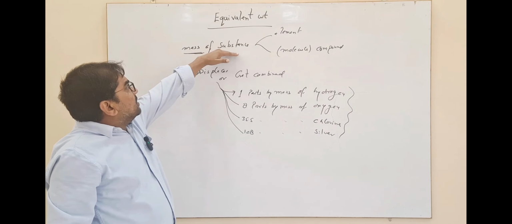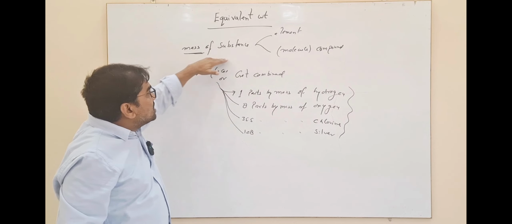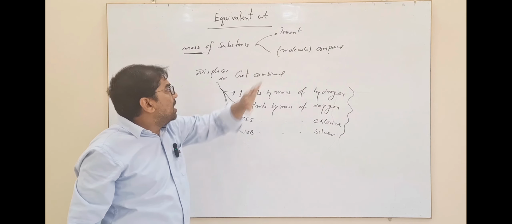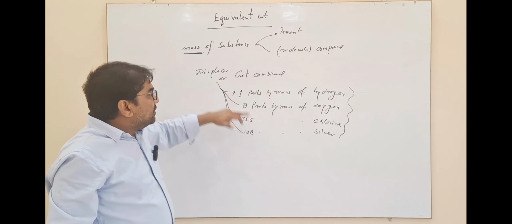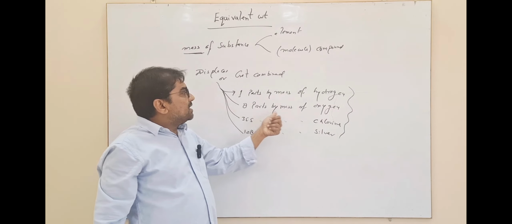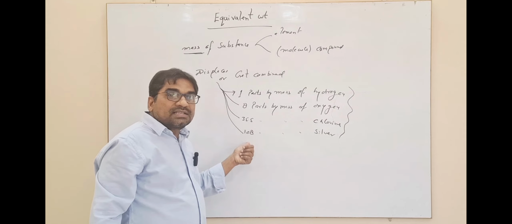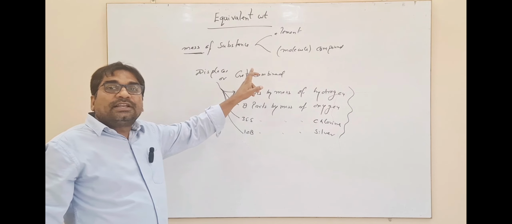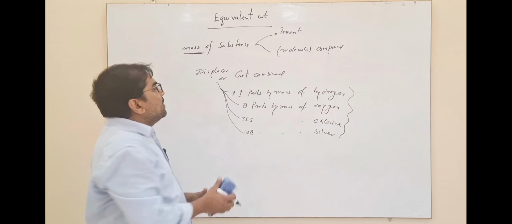I repeat the statement again. What is equivalent weight? It is the mass of a substance, whether it is an element or a molecule, that is, a compound, that displaces or gets combined with 1 part by mass of hydrogen, 8 parts by mass of oxygen, and chlorine and silver with different masses. That amount or that mass is called equivalent mass or equivalent weight of that element or compound.